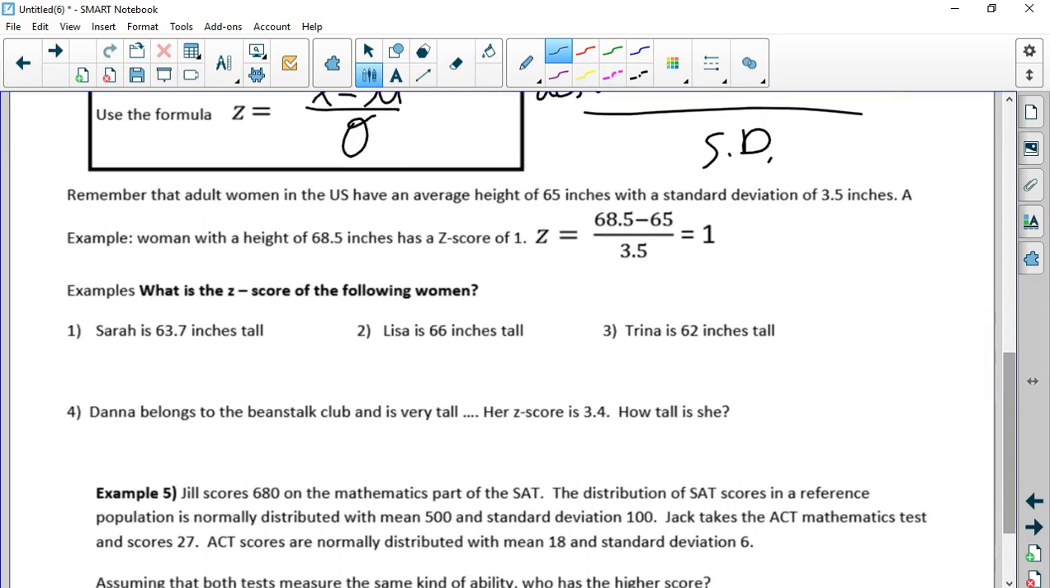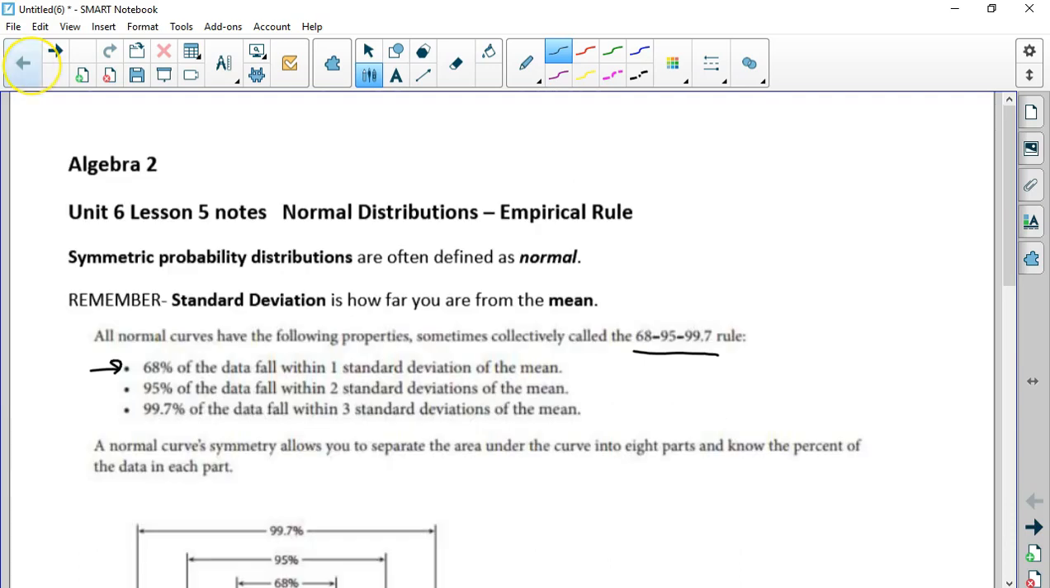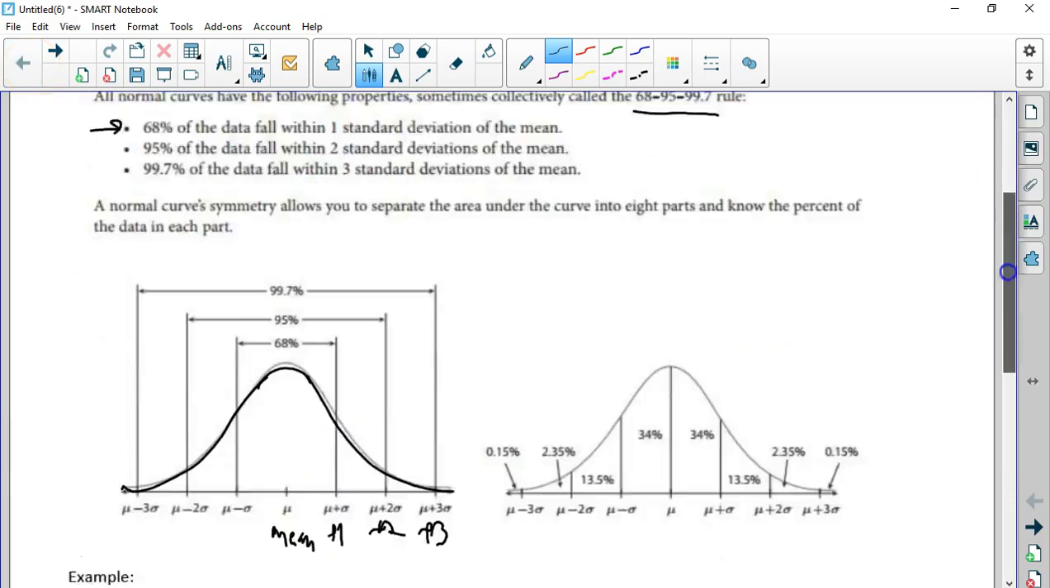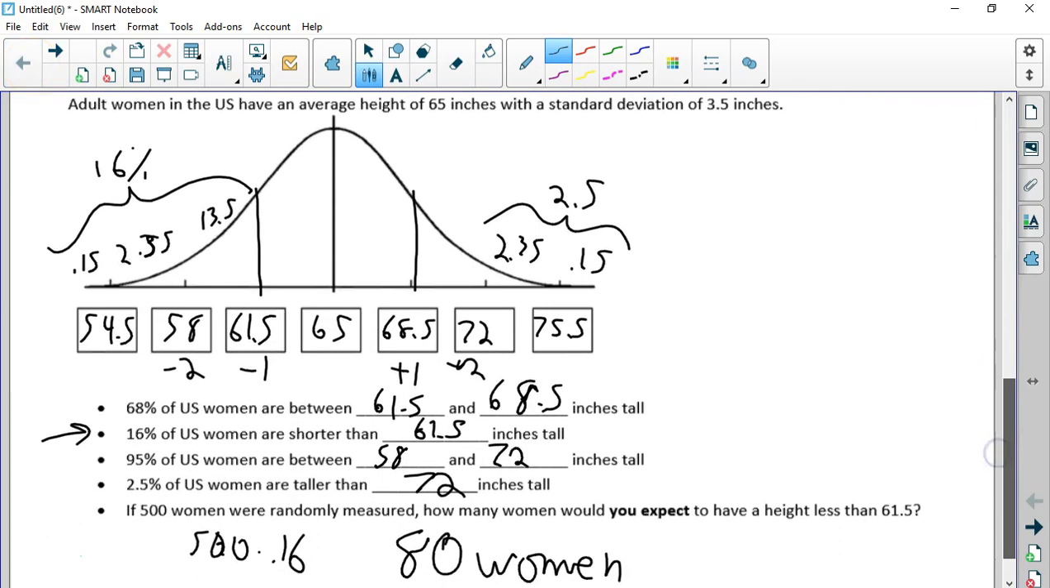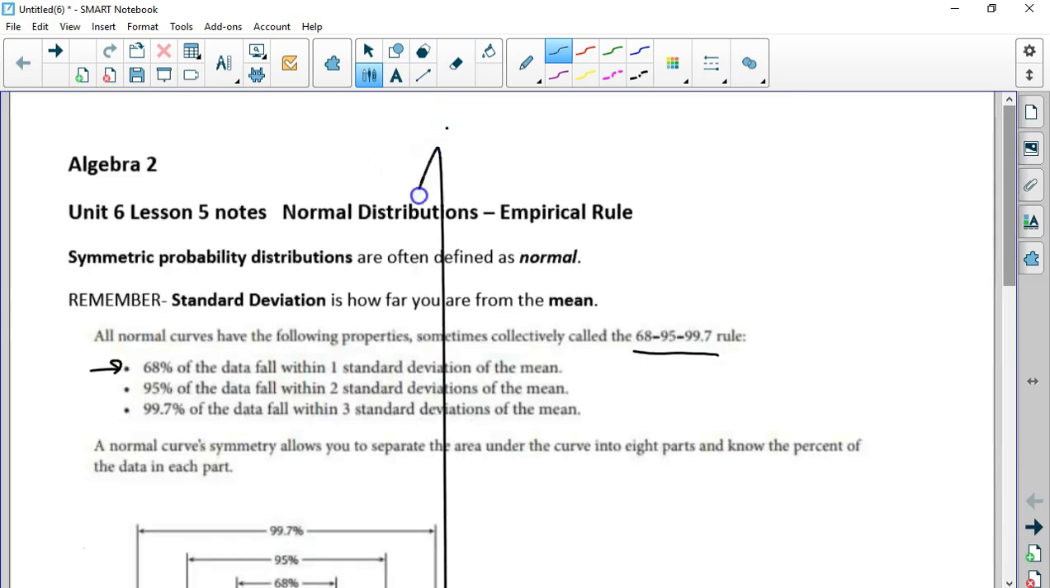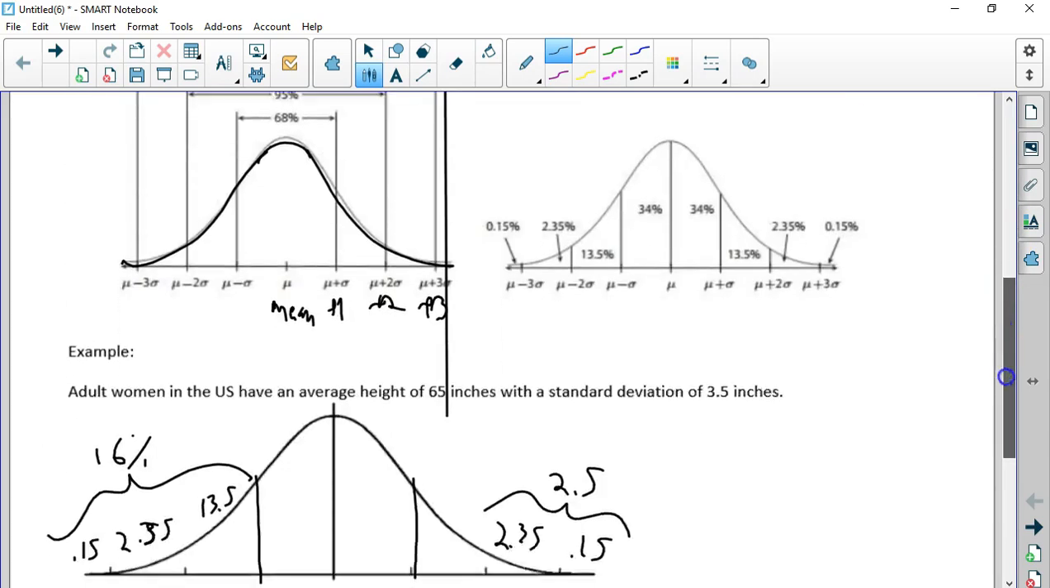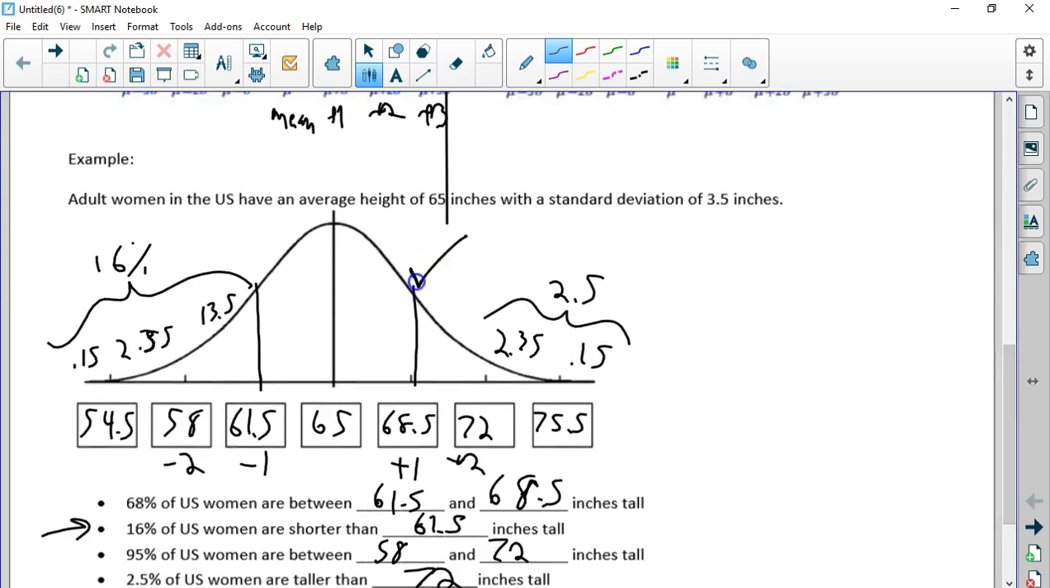So remember, adult women have an average height of 65 with a standard deviation of 3.5. If you had a woman who was 68.5 inches tall, now let's go back and look. Please stay with me on this one. 68.5. Where is that? It's right here. You already can see what the z-score is. It's right here. It's 1. I just said those numbers are z-scores.